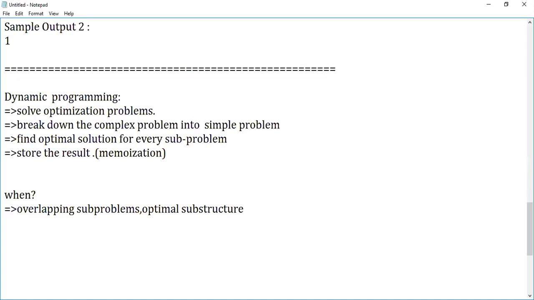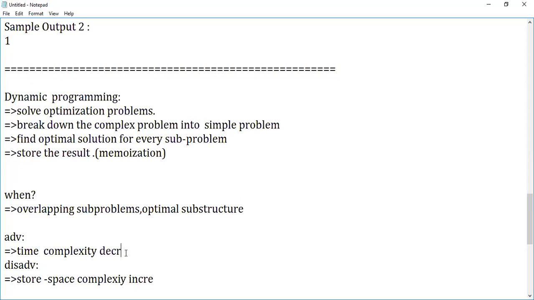Here we also have certain pros and cons. The advantage is that time complexity is reduced. The reason is when you come across the same problem, it is not required to recalculate it. Time complexity is reduced compared to the normal approach. The disadvantage is that we are supposed to store the data somewhere. When you store the data, space complexity increases. The time complexity decreases, but your space complexity increases. So this is a problem here.